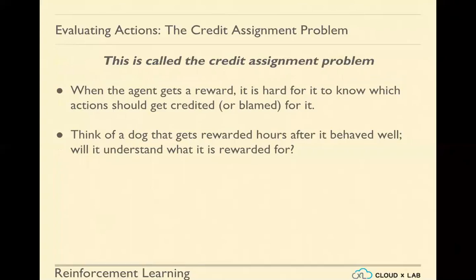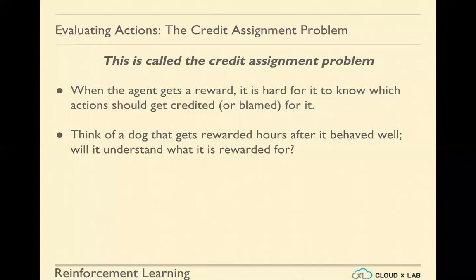When the agent gets the reward, it's hard for it to know which actions should get credited or blamed for it. Think of a dog that gets rewarded hours after it behaved well. The dog will not know for which actions it is being rewarded. That's why, during the training of a dog, they give instant rewards, so that the dog does not have the credit assignment problem. Whatever we have learned in this course has taught us a lot about the animal brain and general behavior. So even with animal training, the credit assignment problem does exist. Therefore, we basically give instant feedback as much as possible.